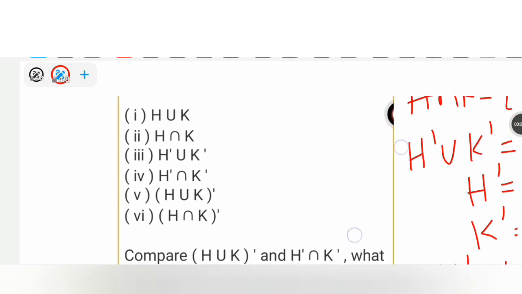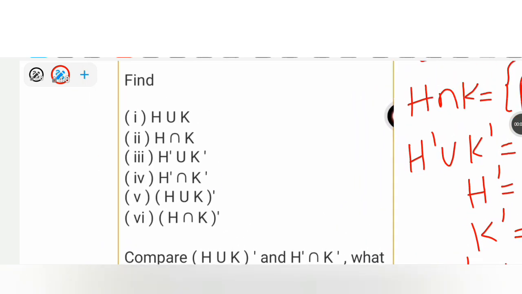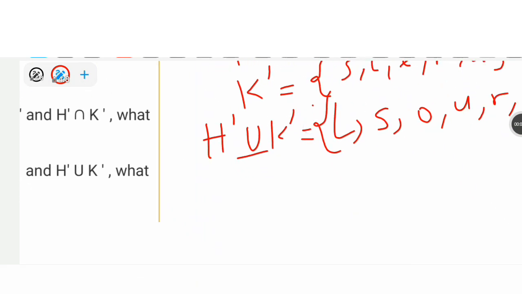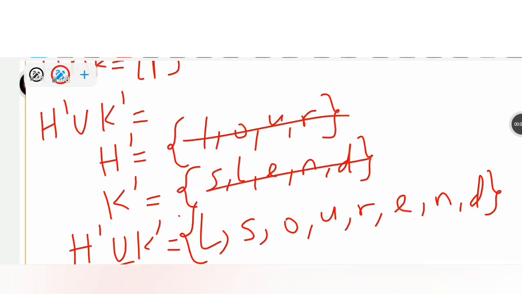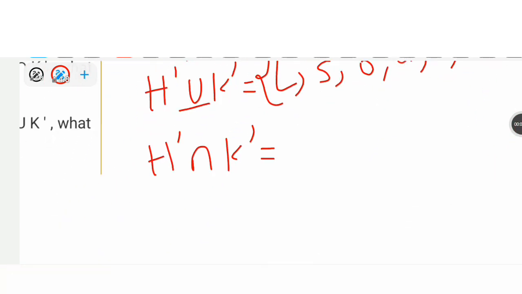The next one, we have to find H prime intersection K prime. See it here. You've already done K prime and H prime, so just check what they have in common. You check very well, and you see the common element there is L. So they have L in common. So the answer to this question is L.